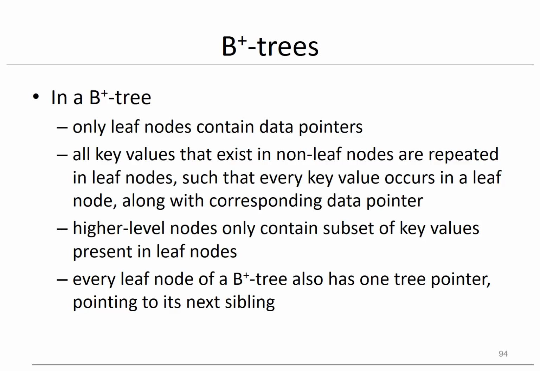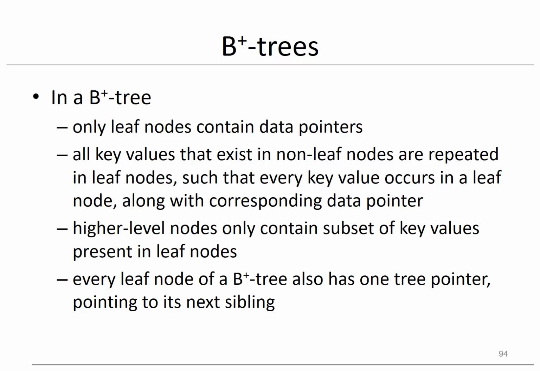Most DBMS implementations use indexes based on B+ trees rather than B trees. The main difference is that in a B+ tree, only the leaf nodes contain data pointers. In addition, all key values that exist in the non-leaf nodes are repeated in the leaf nodes, such that every key value occurs in a leaf node along with a corresponding data pointer. The higher level nodes only contain a subset of the key values present in the leaf nodes.